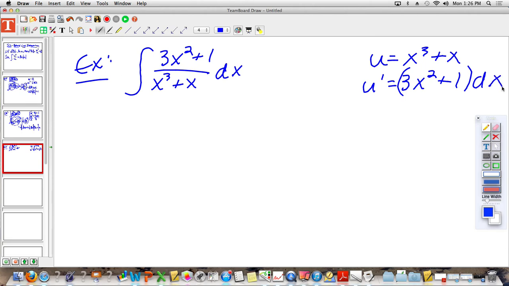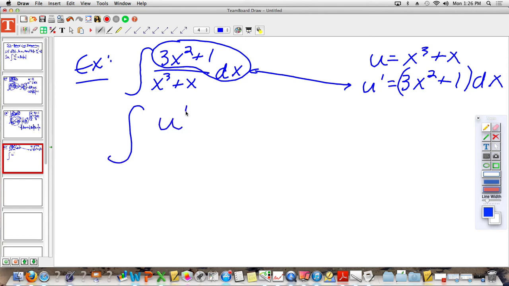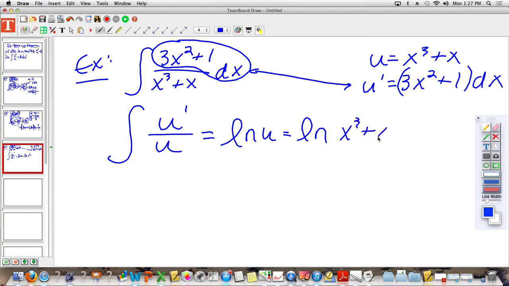dx. Doesn't that look very familiar? 3x squared plus 1 dx is all of this. So this and this are exactly the same thing. So this can be rewritten as u prime over u, which is the ln of u, which is the ln of x cubed plus x. Can x cubed plus x ever be negative? Yes, it can be. Yep. Plus C. Are there any problems for finding? Yep, I think one comes up here shortly, actually.